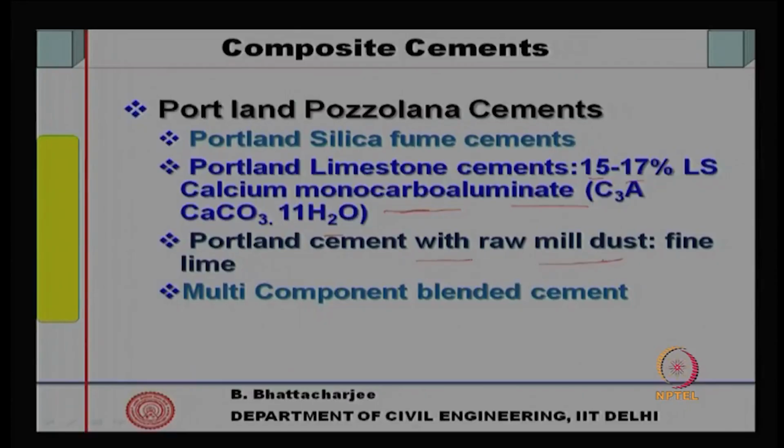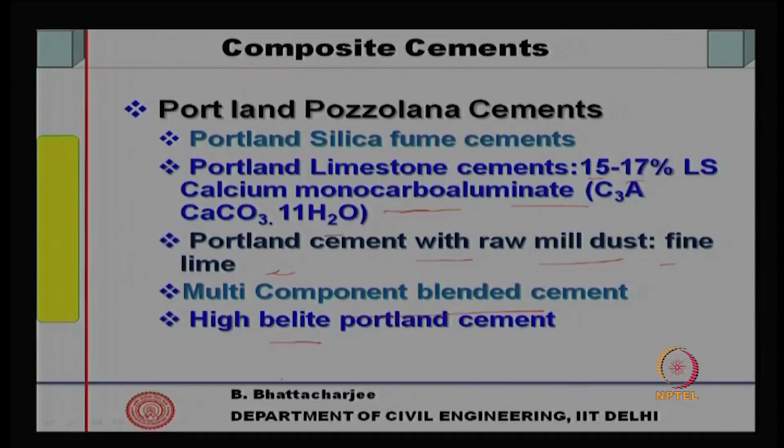Portland cement with raw mill dust. So, raw mill dust, that is dust of clinker or dust of limestone, can be added to the cement as fine material, and they also seem to improve properties. Some of them go into the blended cement as well. So, you can have multi component blended cement, for example, slag, fly ash, everything together. There is another cement with high belite, that is high C2S cement, which is something like a modified cement.